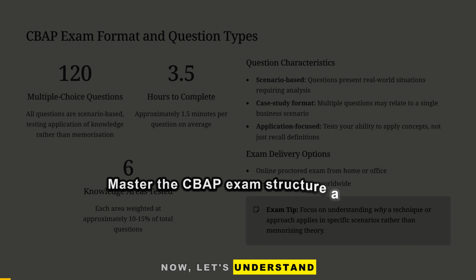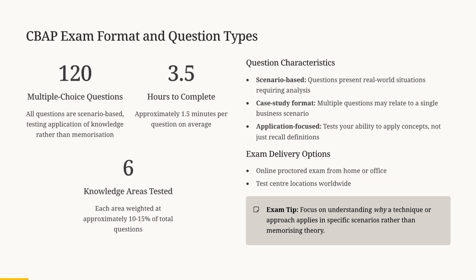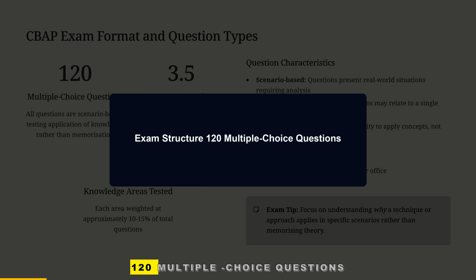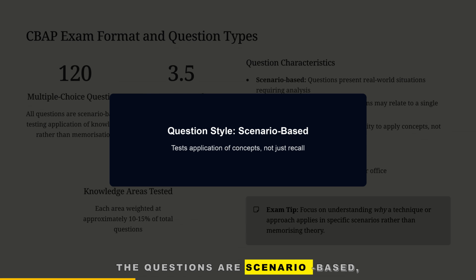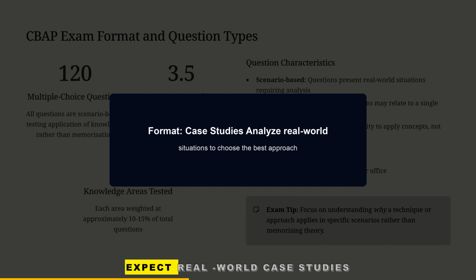Now, let's understand how the exam itself is structured. The CBAP exam consists of 120 multiple-choice questions to be completed in 3.5 hours. That's about 1.5 minutes per question on average. The questions are scenario-based, meaning they assess your ability to apply BABOK concepts, not just recall them. Expect real-world case studies where you'll choose the most appropriate approach or technique.